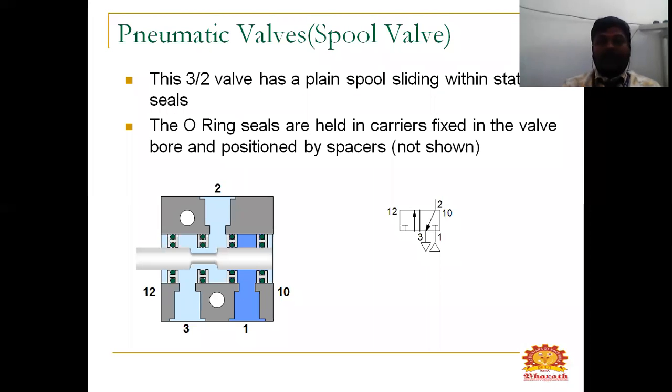And next one is your pneumatic valve. This is a spool valve, and this 3 by 2 valve has a plain spool sliding with static seals, and the O-ring seals are held in a carrier fixed in the valve and positioned by the spacers, which are not shown. Here it is a 3 by 2 valve, meaning 2 positions and 3 ports, each having 3 ports. This is a spool valve.